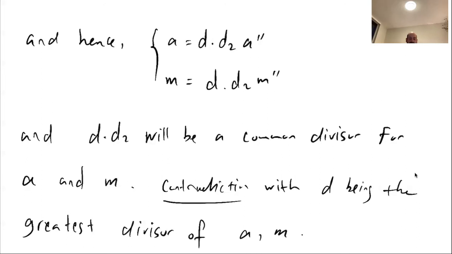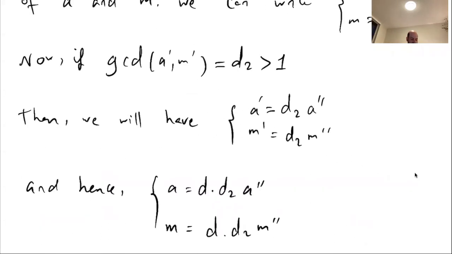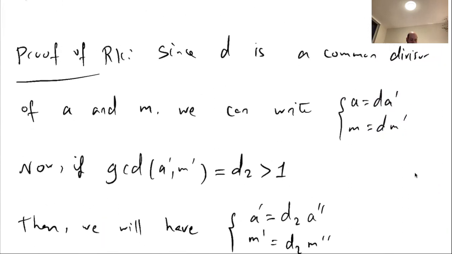D was supposed to be the GCD of A and M, meaning the greatest common divisor of A and M. But I found a common divisor of A and M, namely D times D2, which is bigger than D. So how is it possible that A and M have a common divisor bigger than D? Then D will not be the greatest common divisor anymore. And D times D2 is bigger than D. Why? Because I was assuming that D2 is bigger than 1. Remember, basically, we wanted to show that D2 is equal to 1.